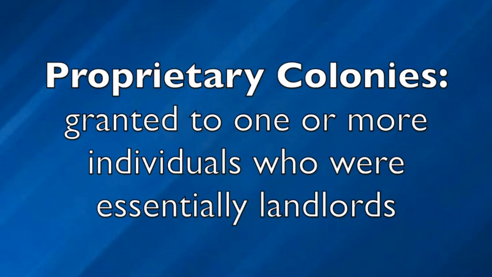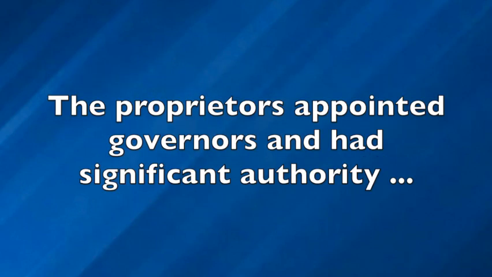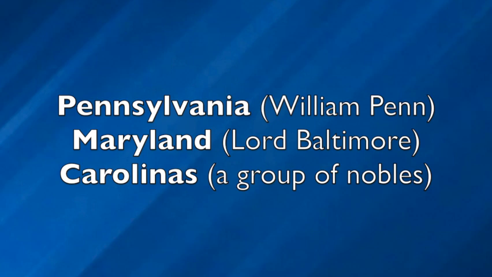Another type was the proprietary colony. These colonies were granted by the English monarch to one or more proprietors who had full governing rights. The proprietors were essentially landlords who controlled the land and government. The proprietors appointed governors and had significant authority over the colony's administration. However, they often allowed for some form of representative government. Some examples of proprietary colonies were Pennsylvania, granted to William Penn, Maryland, granted to Lord Baltimore, and the Carolinas, which was granted to a group of elite nobles.